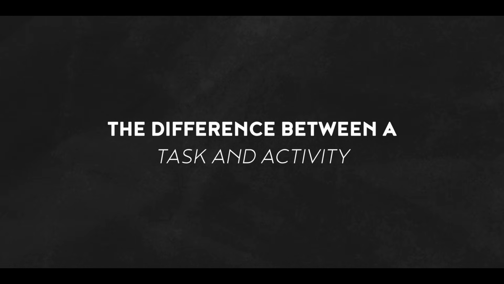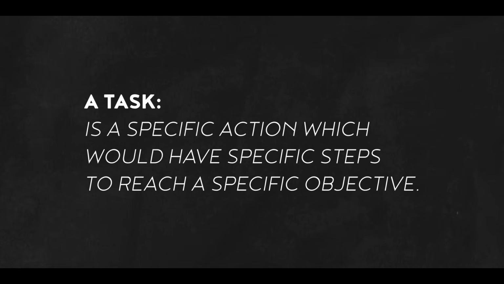Before we move on, let's quickly have a look at the difference between a task and an activity, which you may have noticed I've mentioned a few times during this recording. Let's start with a task. A task is a specific action which will have specific steps which need to be carried out for its completion to reach an objective. An activity is a collection of tasks which are combined for a specific objective, which could be seen as routine or non-routine.